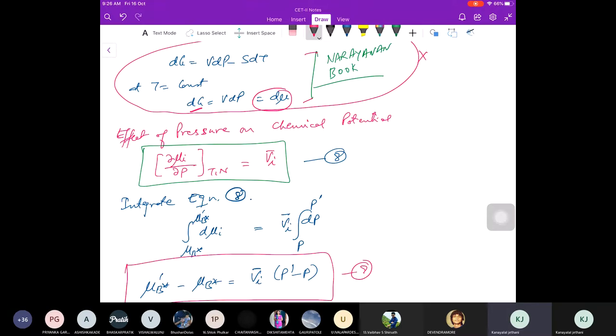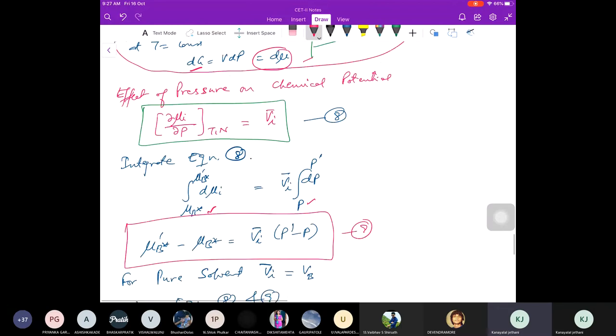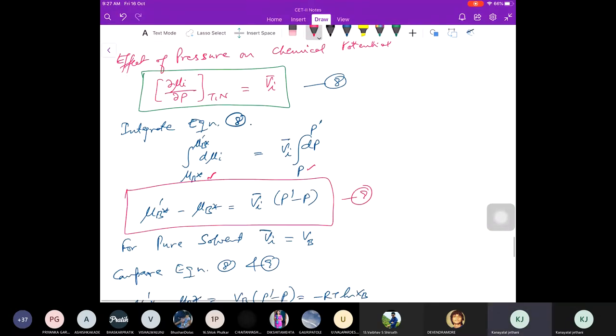And on the right hand side is v i bar, which remains constant, integral dP from P to P prime. So at P it is mu b star, at P prime it is mu b star prime. What you'll get is mu b star prime minus mu b star on the left hand side is equal to v i bar into bracket P prime minus P. And we know for pure solvent, v i bar is nothing but vb. We are talking, b is a solvent, so it's nothing but molar volume.